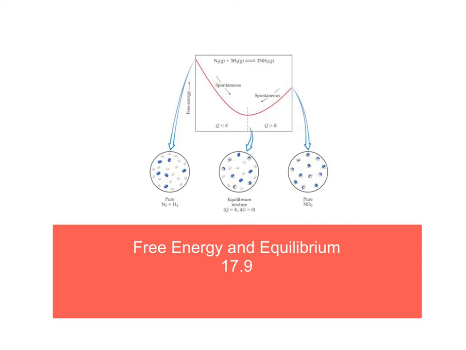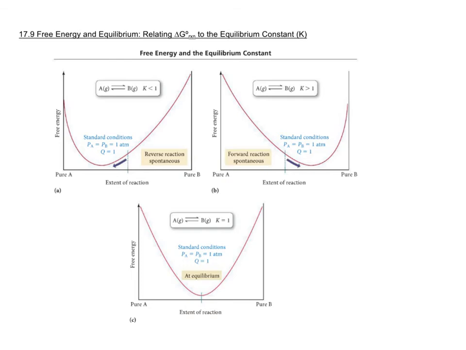Our last section for the equilibrium unit is going to be returning to free energy, that's delta G, and looking at how that relates to equilibrium. So I have three different graphs here, and we have three different sets of circumstances if you have a reaction where you have one gas being converted to a different gas. This is just a hypothetical simple reaction where we have gas A being converted to gas B.